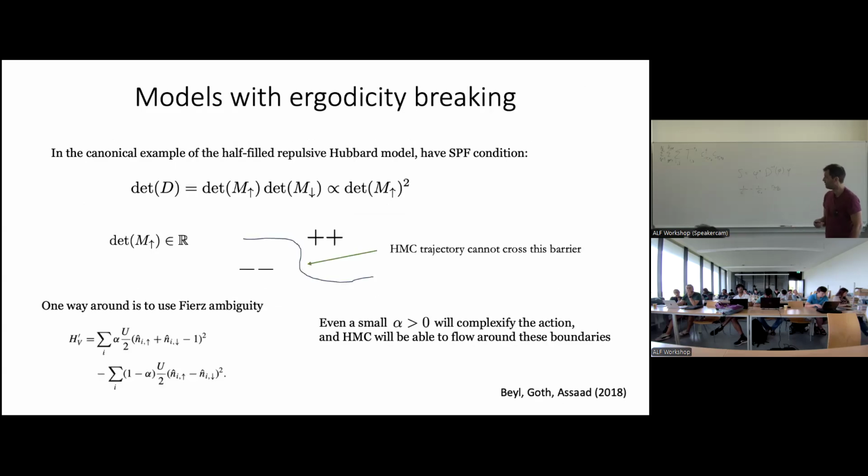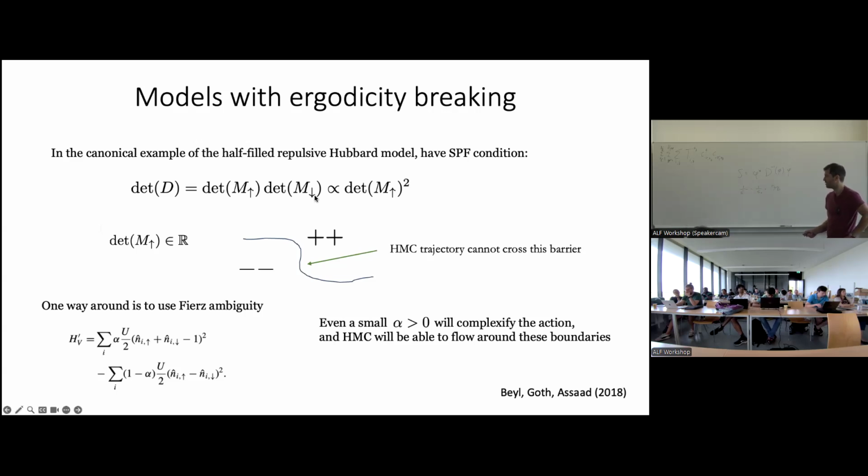is that there are some models for which this method actually breaks ergodicity. This was first pointed out in this paper by members of this group here. So, for example, in the canonical case of the half-filled repulsive Hubbard model, the sign problem-free condition on this fermion matrix can be written in this form. So the determinant of D can be factorized into the product of determinants of smaller matrices, which are spin resolved.